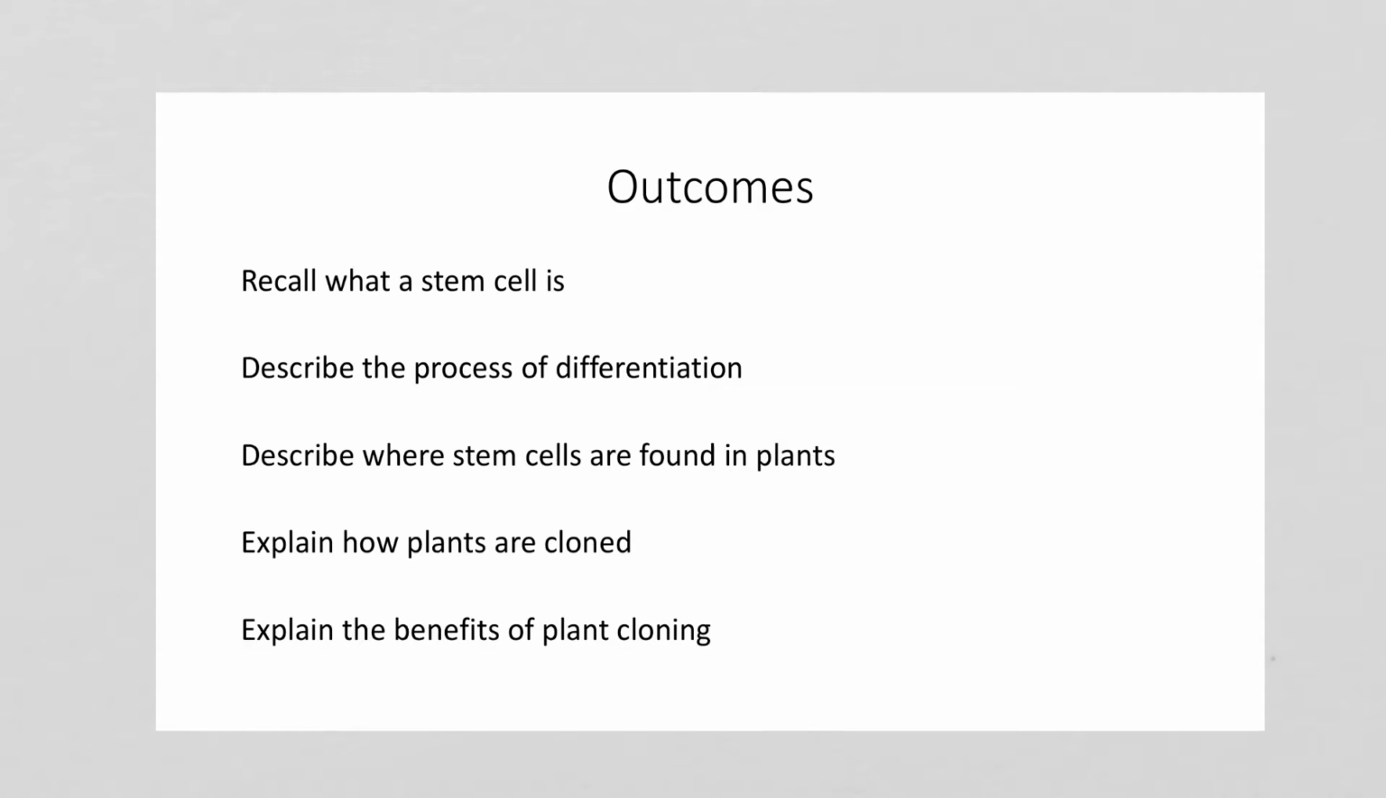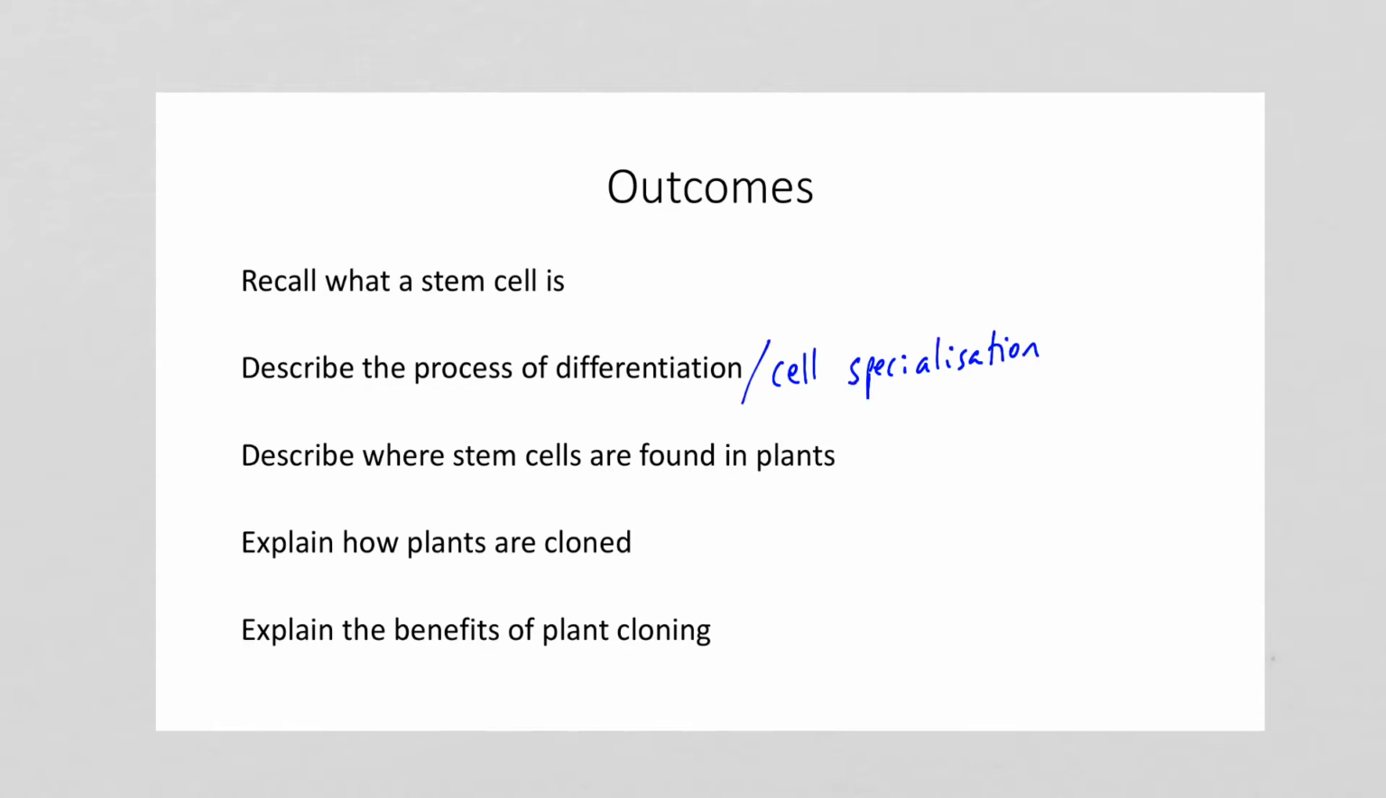Just like in lesson 6, we're going to talk about what a stem cell is and the process of differentiation. Remember, differentiation can appear on the exam or your textbook as cell specialization. For the purposes of GCSE, they're going to mean the same thing. We're going to talk about where stem cells are found in plants. We're going to explain how plants are cloned, and then we're going to talk about the benefits of the cloning.